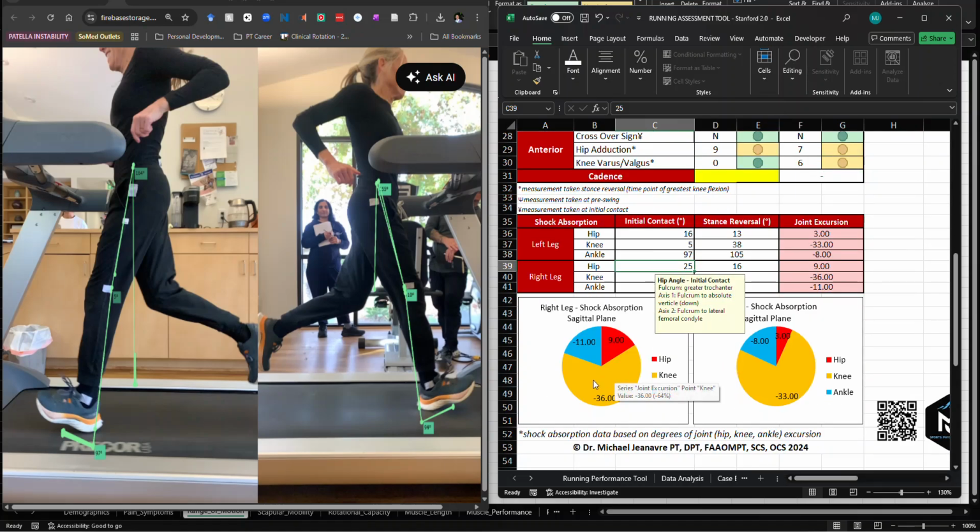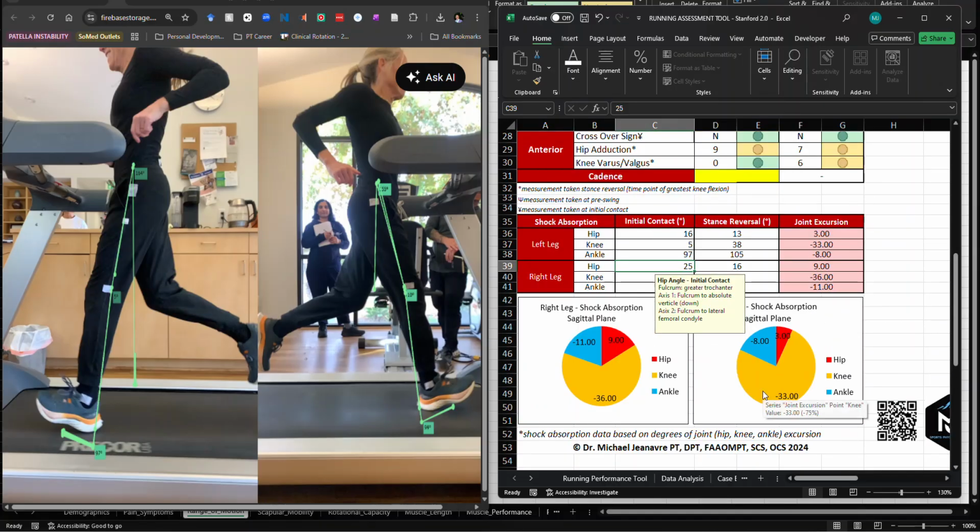Overall, it seems like the majority of the shock absorption is coming from the knee on both sides. The other thing is that things seem to be a little bit stiffer on the left. There's less shock absorption, and we can see that at pretty much every joint, both at the hip, 3 versus 9, 8 versus 11, and then 36 versus 33.